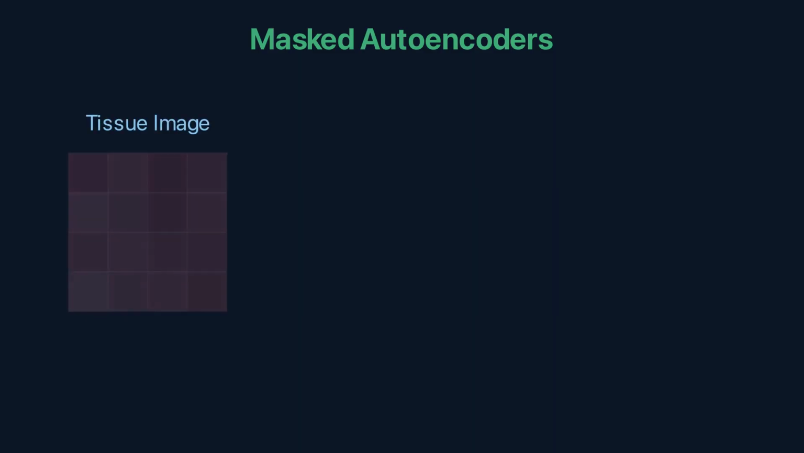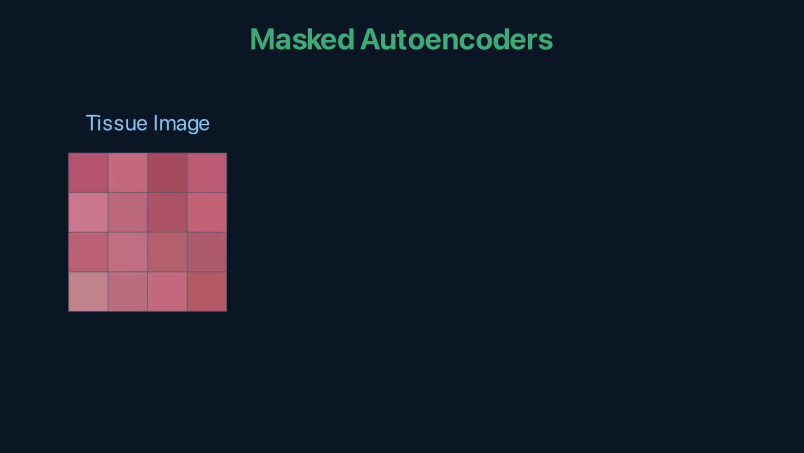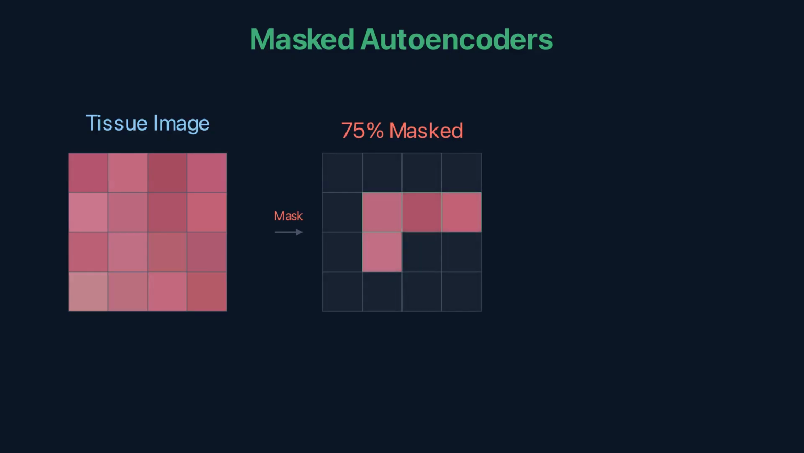Masked autoencoders extend masking to images. Take a tissue image, divide it into patches, mask 75% of patches, far more aggressive than BERT's 15%. The encoder processes only the visible patches. The decoder reconstructs the full image from the partial information.